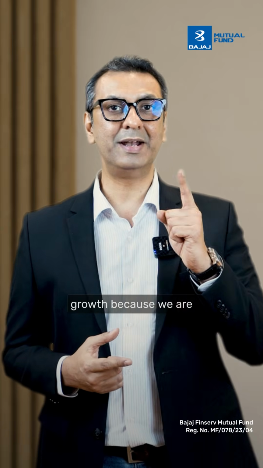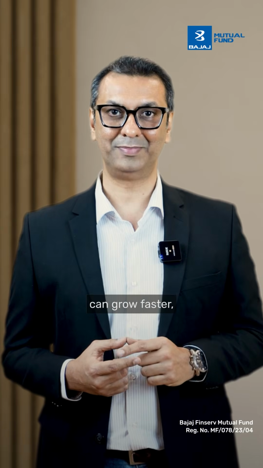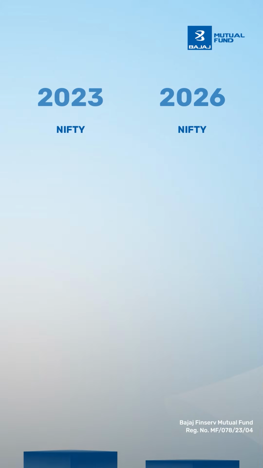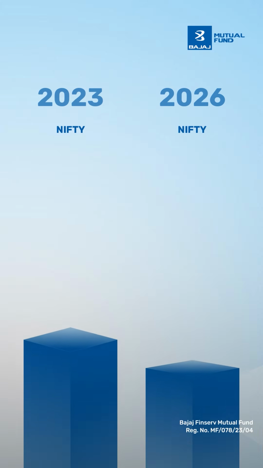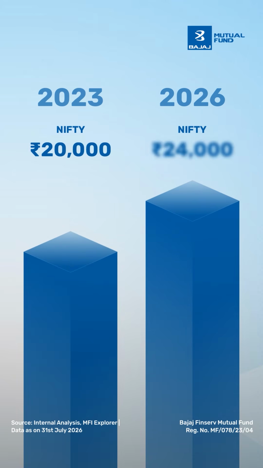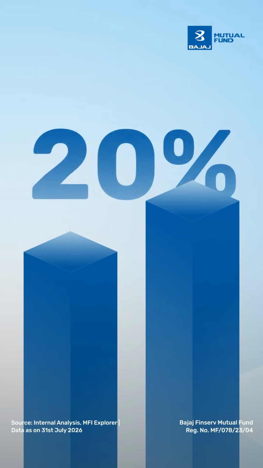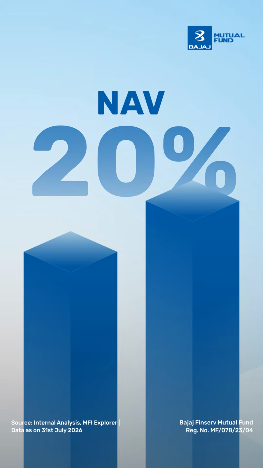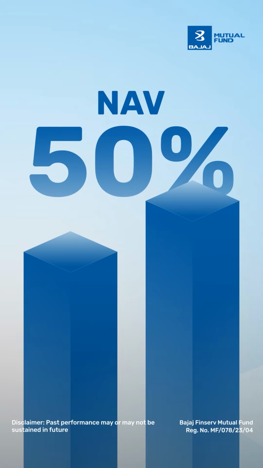We enter the arena through growth because we identify companies that can grow faster, but we also check quality and valuations. As you can see in the results, our Flexi Cap fund, when we launched 3 years back, Nifty was at 20,000. Today Nifty is at 24,000, 20% higher. And how much is the NAV up? 50%. Flexi Cap also helps beat passives or index.